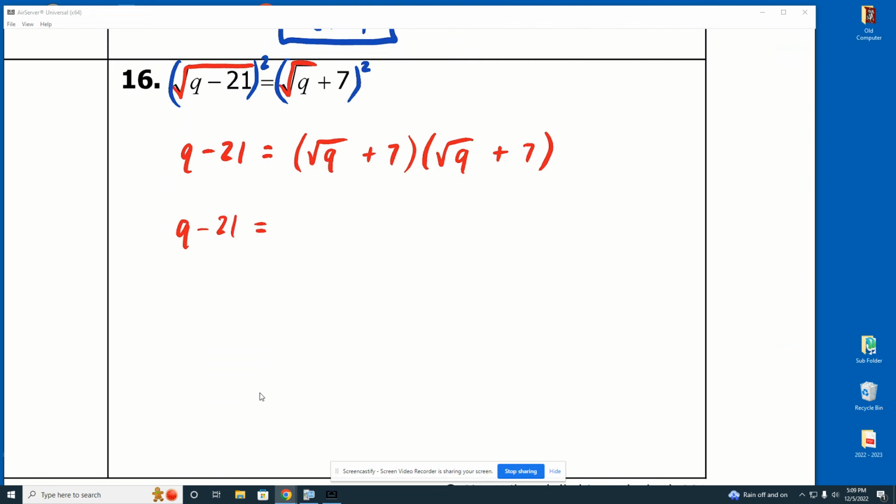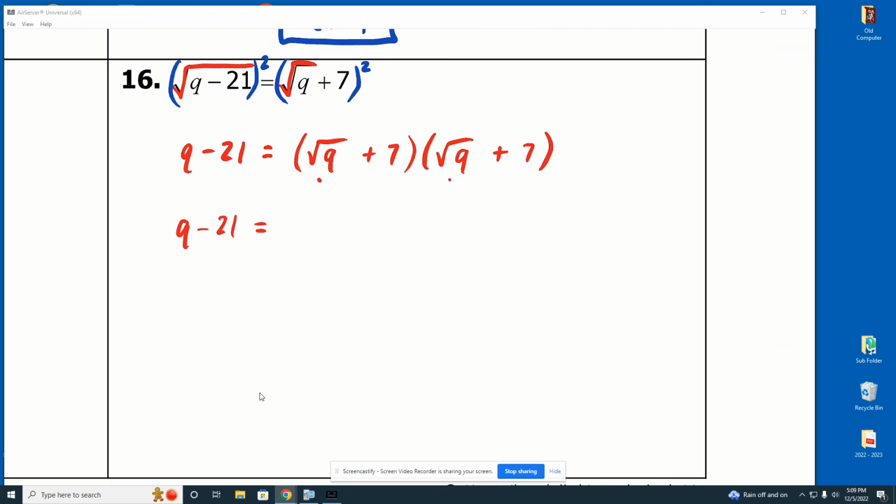So first, the square root of q times square root of q really gets people sometimes. Remember, the square root of q times square root of q becomes the square root of q squared. That makes sense, doesn't it? If this is the square root of q squared, haven't we been saying that the square root and the square will just cancel each other? So what does the square root of q times the square root of q end up being? Just q. I hope that makes sense.